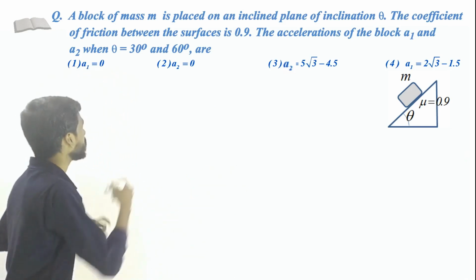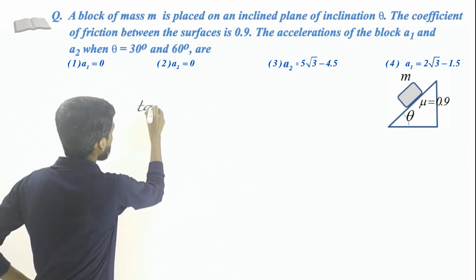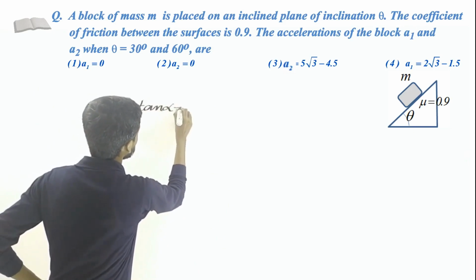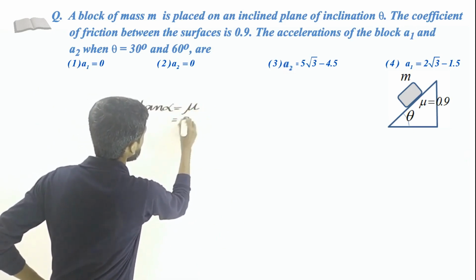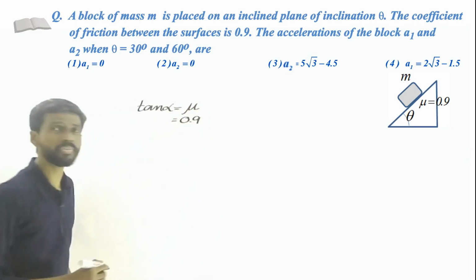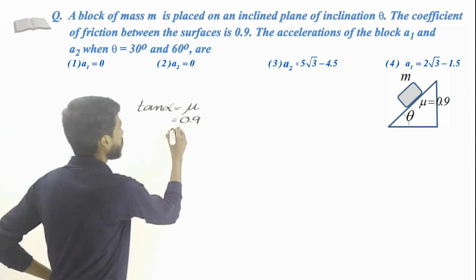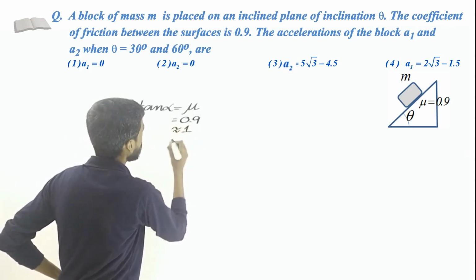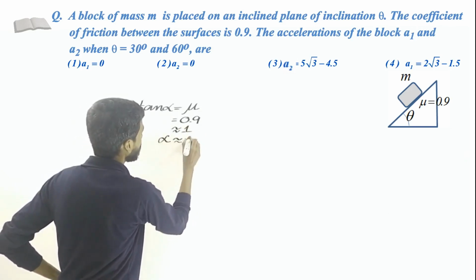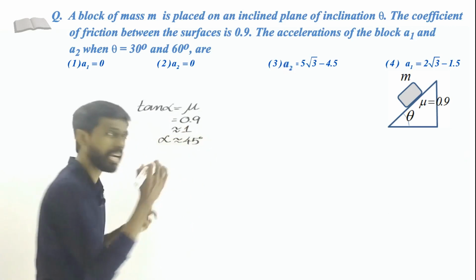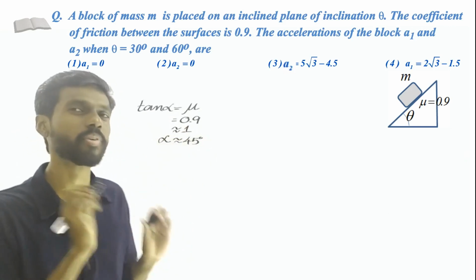So what is the angle of repose formula? That is tan alpha equal to mu, but that mu is 0.9. So what is the value of alpha then? We don't know exactly, but it is very close to, approximately we can take it to be 1. So alpha can be approximately taken to be 45 degree, little less than 45 actually.